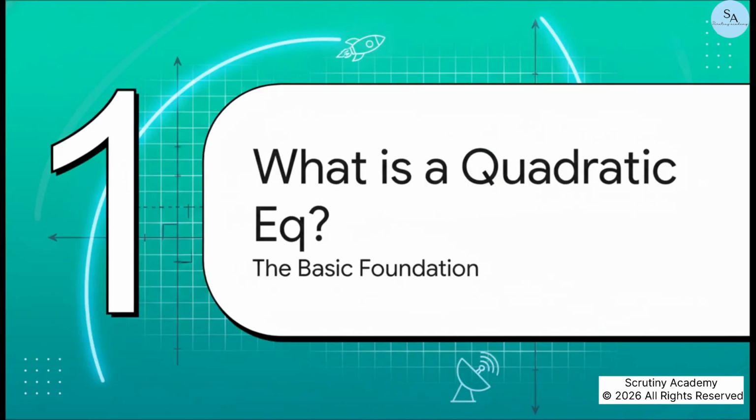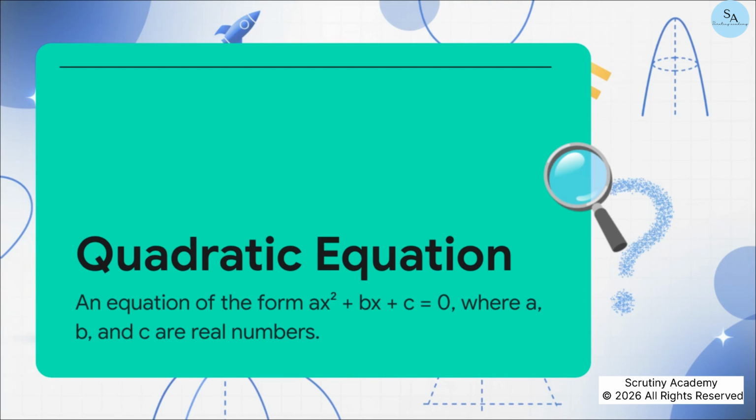First things first, what exactly is a quadratic equation? Ye hota kya hai? What does it even look like? Okay, so this right here is the heart of it all. This is the standard form, ax squared plus bx plus c equals 0. Think of it like a blueprint. Every quadratic equation can be written in this form. You've got your x squared part, your x part, and a number.